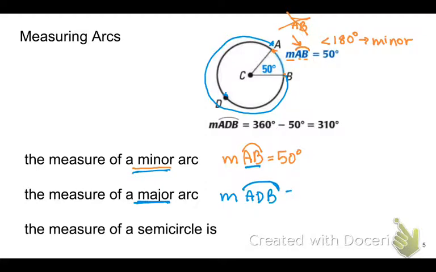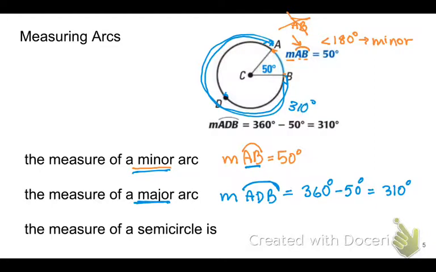And the way we calculate the measure of the major arc is that we take the whole circle, 360 degrees, and then we subtract the minor arc, which is 50 degrees, and that's going to be equal to 310 degrees. So the measure of our major arc here is 310 degrees.